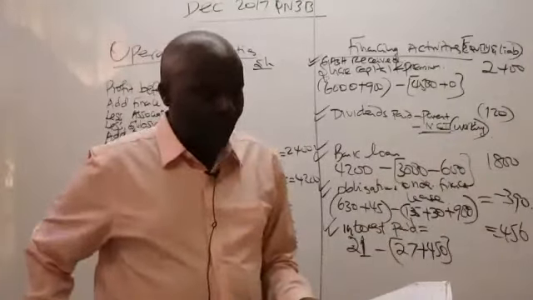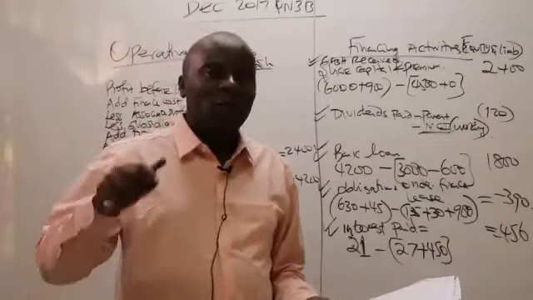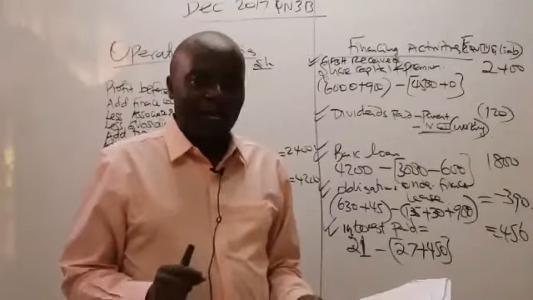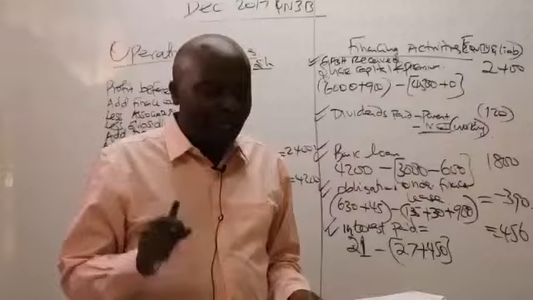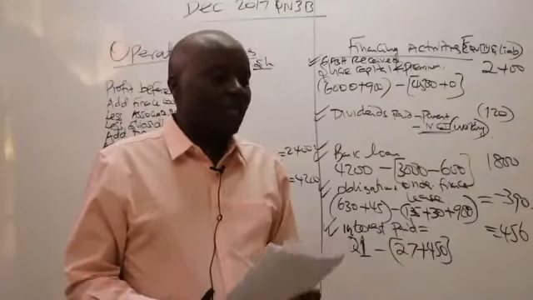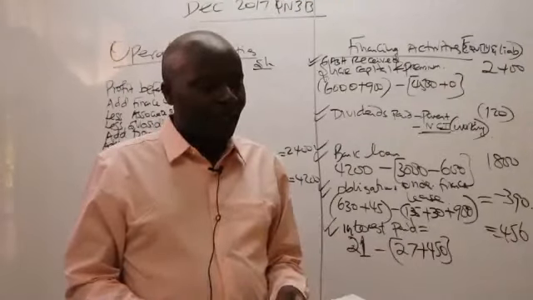So some say negative 144, the tax that was paid. Please don't work with the tax that was in the income statement only. No. That is tax for the year.